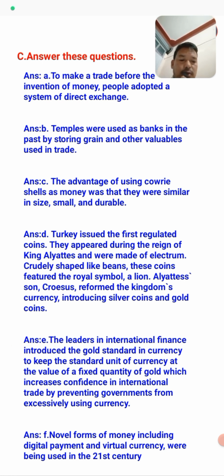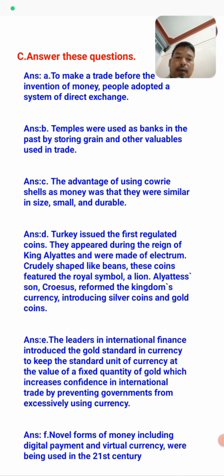E number, students. Why did the leaders in international finance introduce the gold standard in currency? Yes, why did they do this? The leaders in international finance introduced the gold standard to keep the standard unit of currency at the value of a fixed quantity of gold, which increases confidence in international trade by preventing governments from excessive use of currency. This was introduced to stop governments from printing excessive notes.